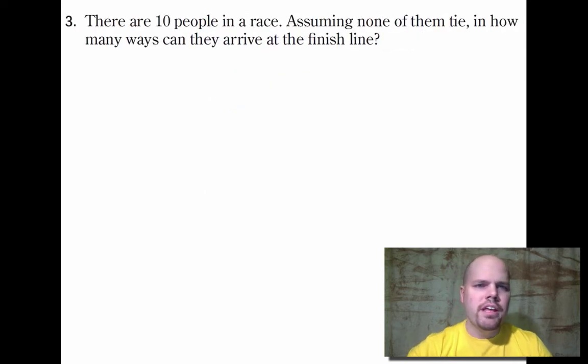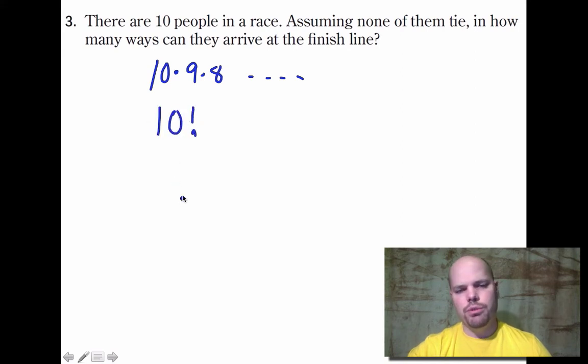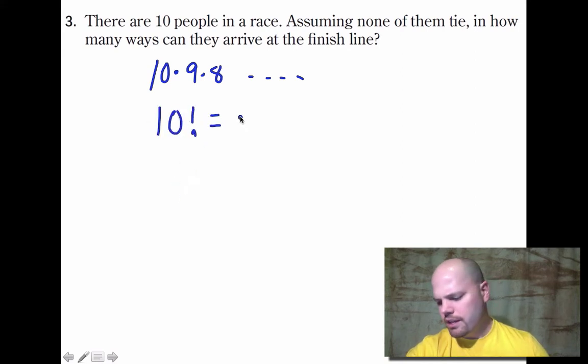All right, number 3. There are 10 people in a race. Assuming none of them tie, in how many ways can they arrive at the finish line? Okay, well, if we're going to order all 10, there would be 10 ways they could finish first, and that person can't have anything besides, there's no replacement. They can't get first place and last place. So 10 could get first, then 9 could get second, 8 could get third, and so forth and so forth. So that's going to be 10 factorial, and 10 factorial is quite a few different ways.